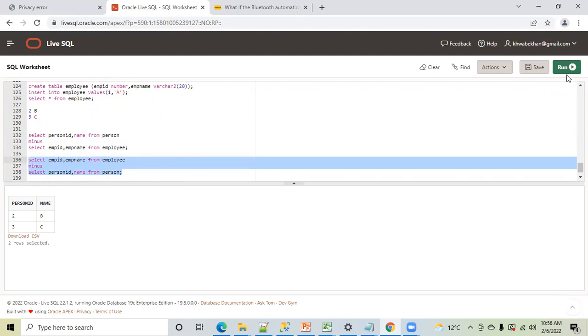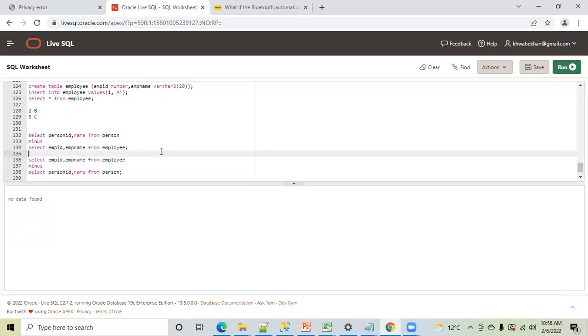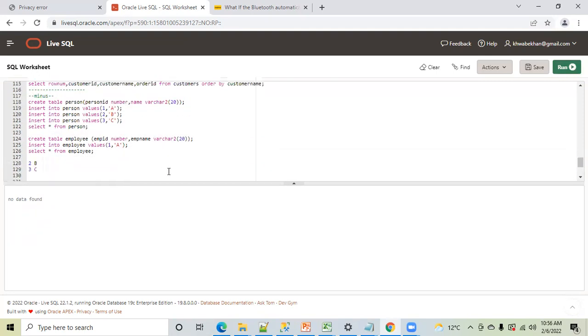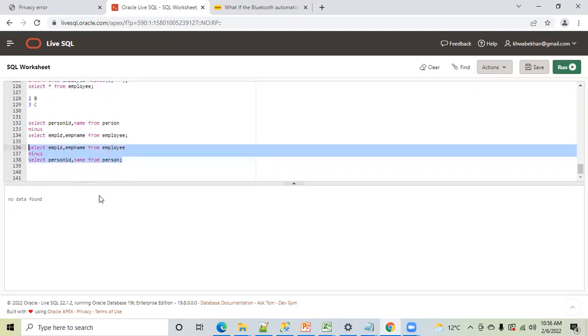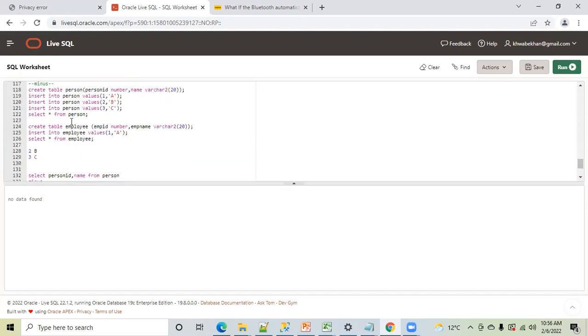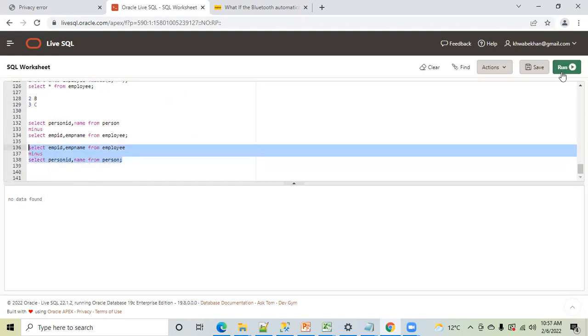Now, if I run this query, no data found. Why? Because 1A is already present in both the person table and the employee table. In the employee table, you don't have any record which is present in employee but not present in person. Do you have any such record? No. That is why when you run this query, it gives no data found, because no record is present in employee but not in person.